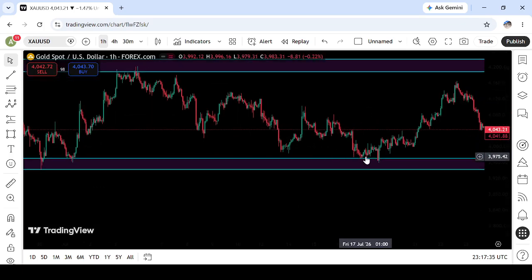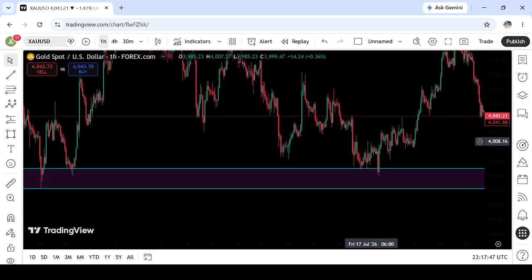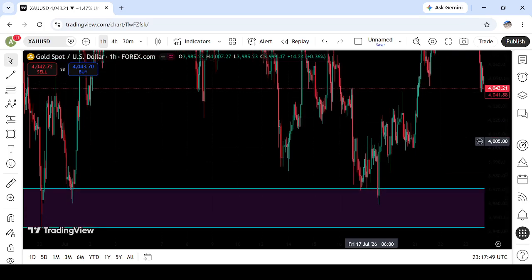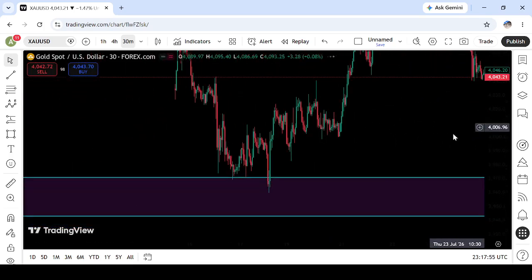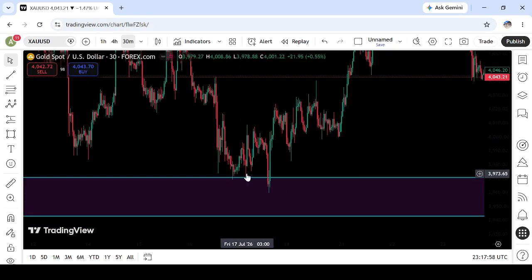You see, so we are currently taking a trade over here, and as you go to the 30 minutes time frame, 15 minutes or the 1 hour time frame, you plan a trade over there. So let's go to the 30 minutes time frame. So the 30 minutes time frame, this is where you are trying to take a trade over here, you see.